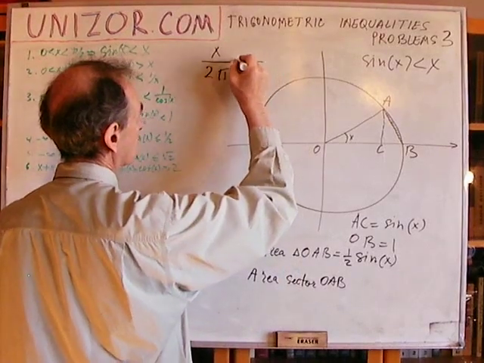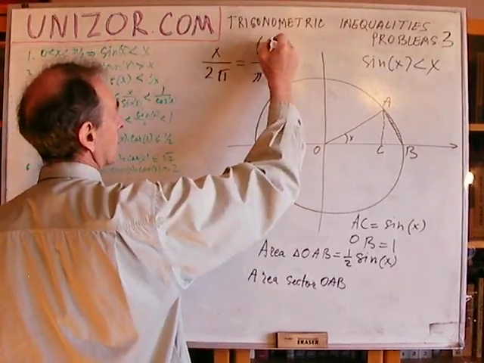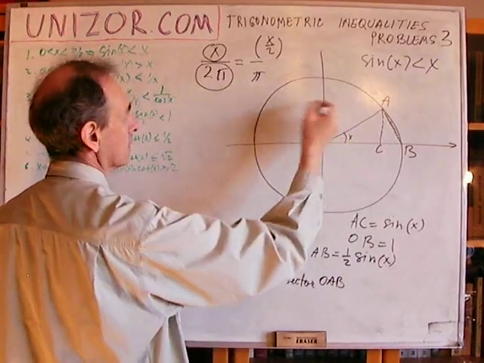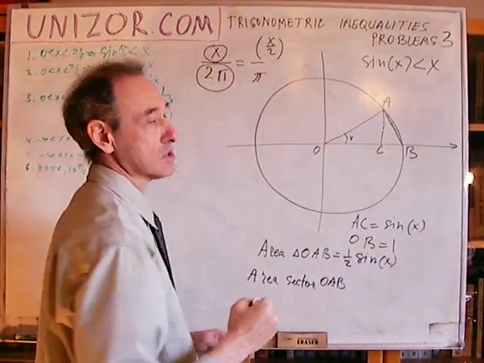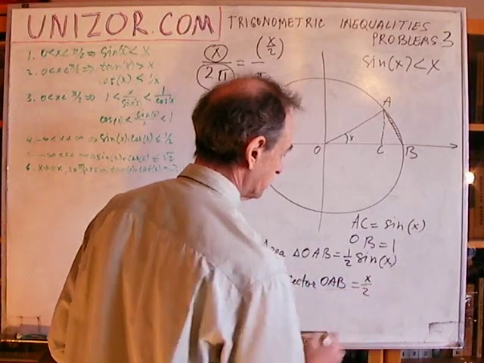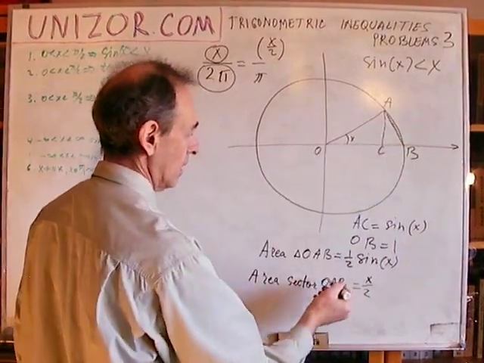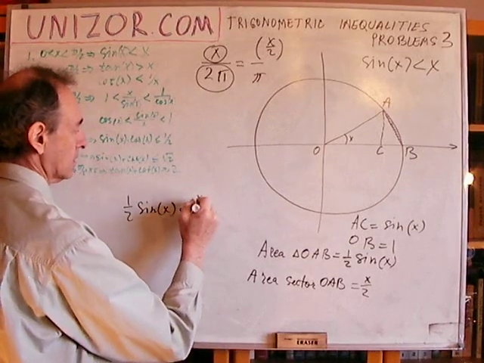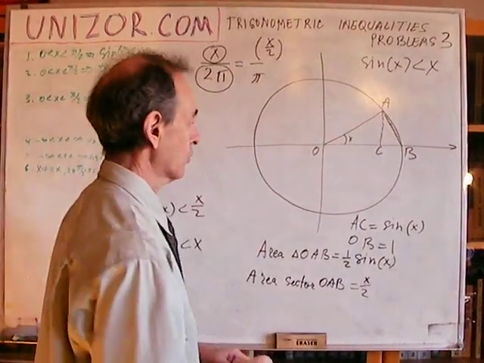So proportionality should be preserved, right? So what is supposed to be here? Well, obviously, x over 2, right? So this is angle and this is angle, our angle and the full angle. Now this is area and this is area, area of a sector and area of an entire circle, right? So this is equal to x over 2. And since the area of the triangle is less than the area of a sector, I can conclude from this that 1 half sine of x is less than x over 2, which means that the sine of x is less than x, which is to be proved, right?